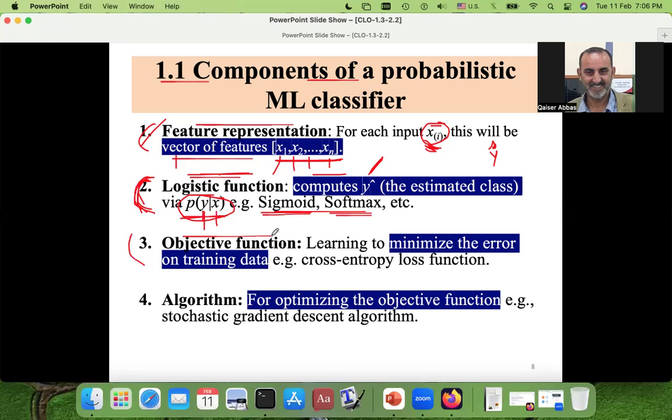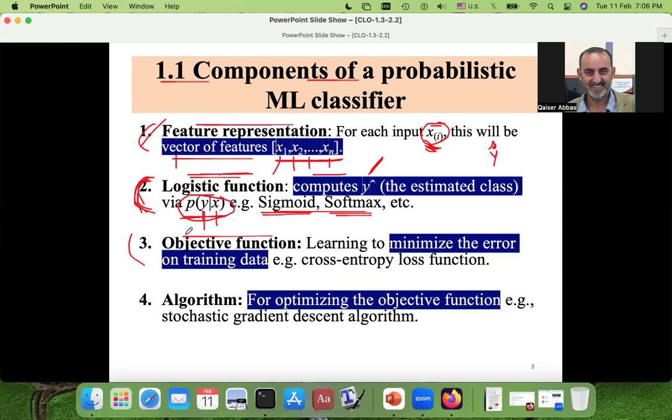Objective function. What is the objective of your model? Learning, okay? Training, okay? Learning, the good word is learning. Otherwise, it is something related to training of the model. When your model will learn, what will it learn?